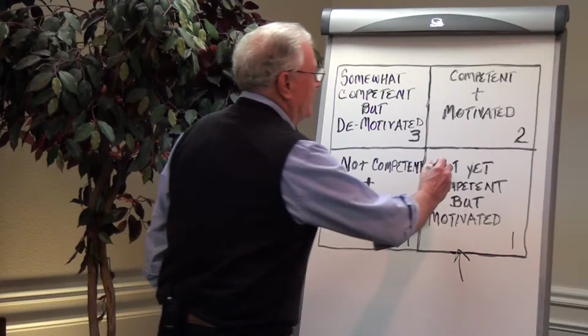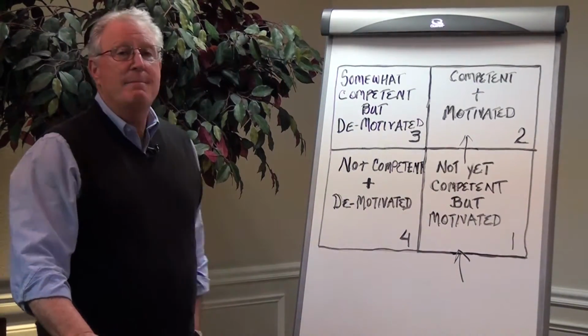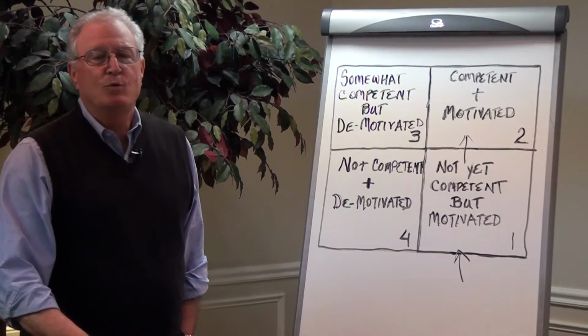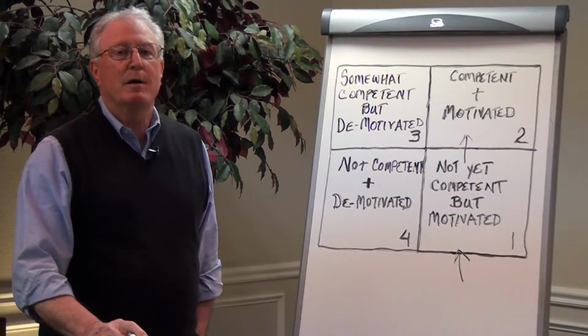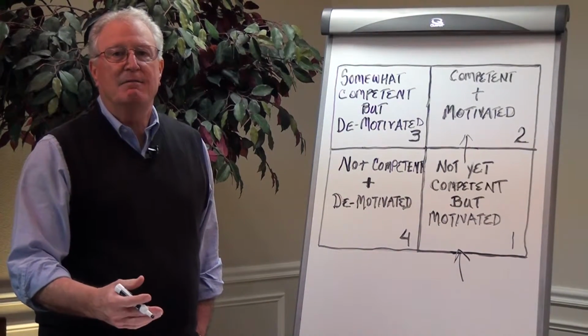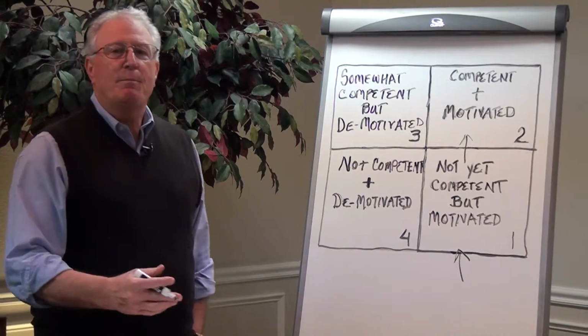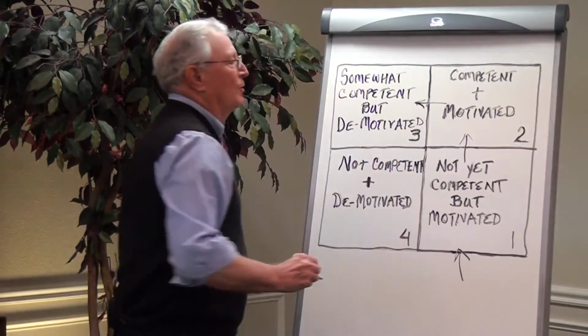Once they become competent, they move into quadrant number 2. There, they're competent and motivated. And this quadrant is where most of the work gets done in an organization. This is where things are productive. This is where the job is done well and the cost and effectiveness are high. But over a period of time, some employees move from quadrant 2 into quadrant 3.